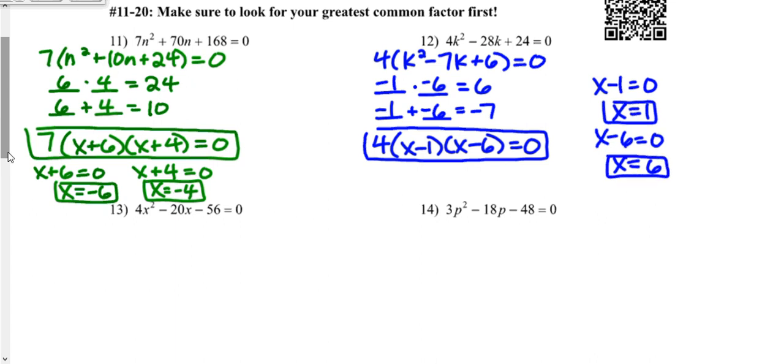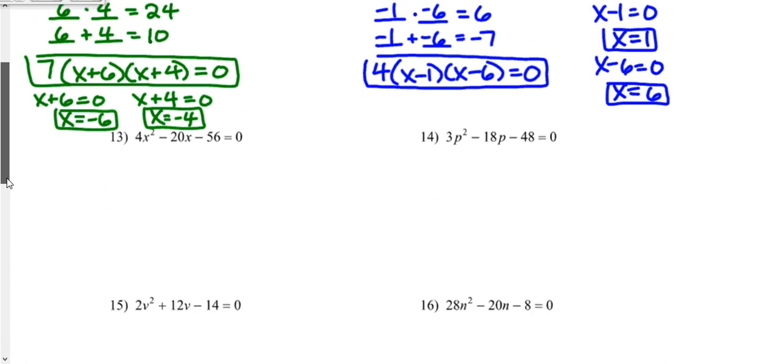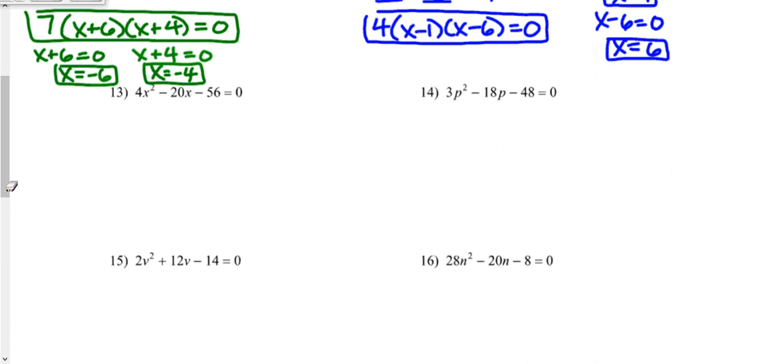All right, moving on to number 13. Let's look for a common factor. I do believe all of those are divisible by 4. So I'm going to put a 4 on the outside. X squared minus, that would be 5x. Oops. Minus 14.